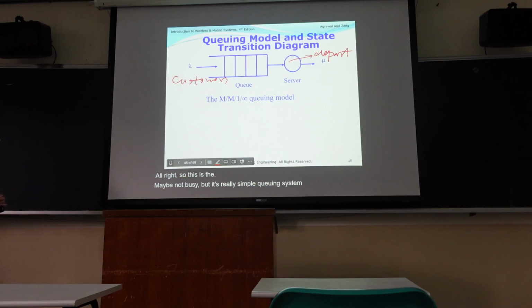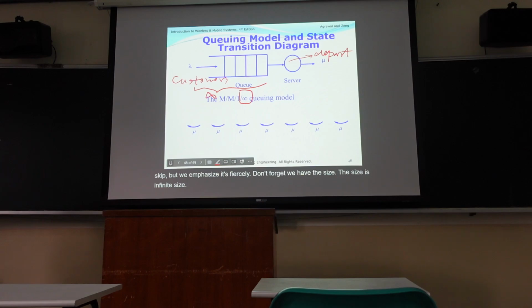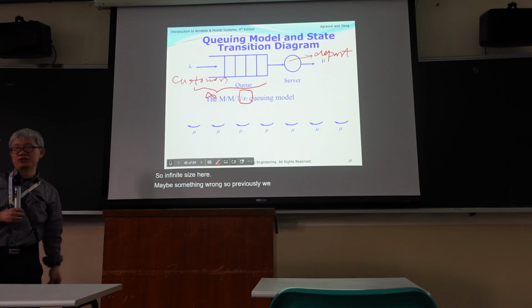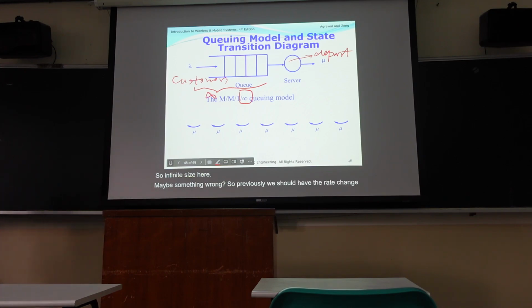So we still can have the extended one, but we started from this one, M/M/1. And likewise, we emphasize M/M/1 skip this. So this one skip, but we emphasize explicitly: don't forget we have the size. The size is infinite. So infinite size here. Well, maybe something wrong. So previously we should have the rate change, but we have this rate change here. So something wrong, but let me continue.